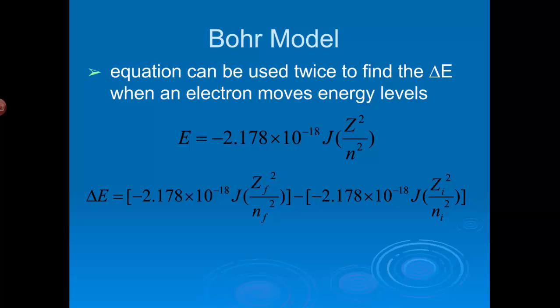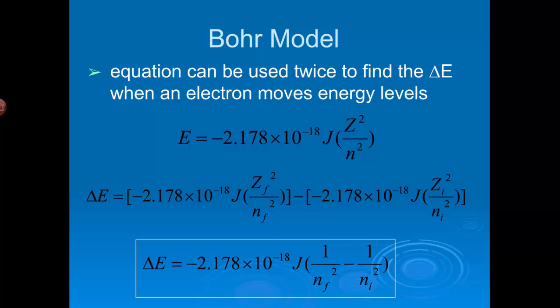And we've subtracted from that the energy at the initial n sub I. Now, that's how we do delta anything, final minus initial. So let's clean this up a little bit. We factor out common terms, etc. We get delta E is equal to negative 2.178 times 10 to the minus 18th joules, that's the constant, and then we have this expression, 1 over n final squared minus 1 over n initial squared.